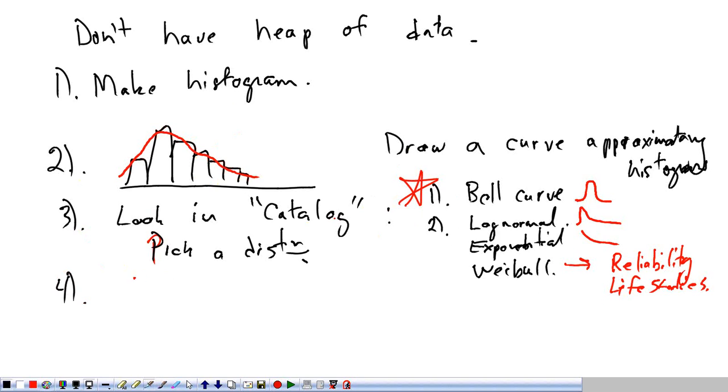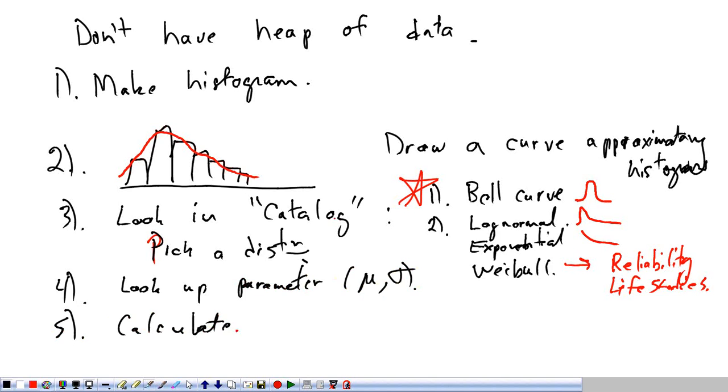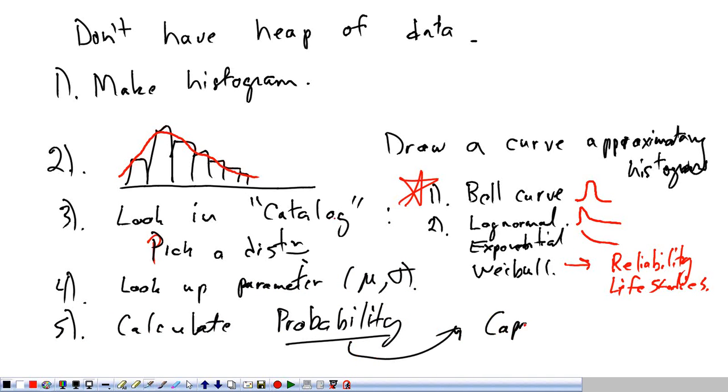And then the fourth thing is we look up parameters. And I'll tell you what that is. That's basically the mean and the standard deviation. And then we finally calculate probability. Oops, I used the wrong word, but it's actually the same, capability. All right, so that's the way it works.